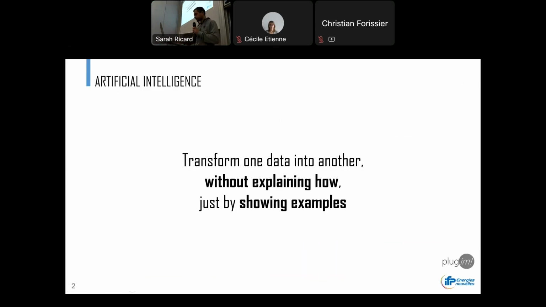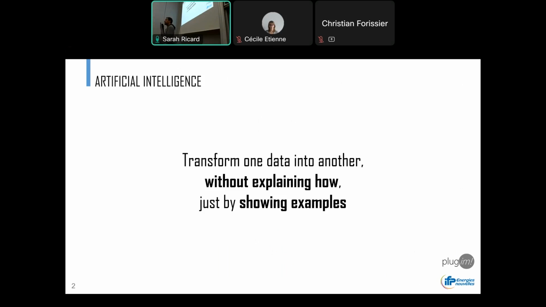Perfect. So for me, it's one of the big ideas you need to understand today. For me, artificial intelligence is deep learning. I will speak a lot about deep learning, okay? And in deep learning, you can see deep learning as a way to transform one data into another data, okay? But you don't need to explain how you will transform it.